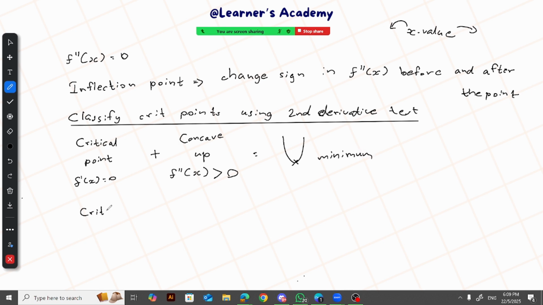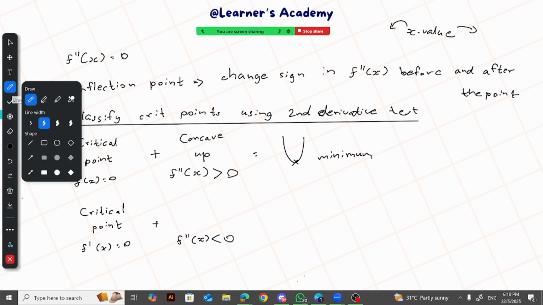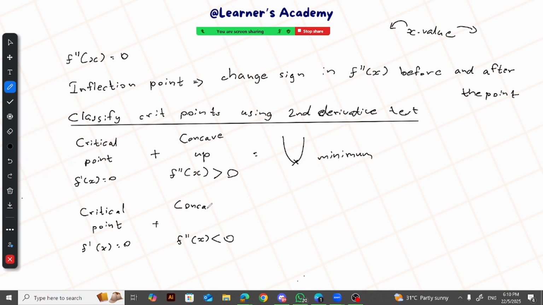Okay, so if we find the critical point using f prime of x equal to 0, we find f double prime of x and then substitute the critical number, and if we get less than 0, we will have concave down, which will be something like this, so it will be a maximum.